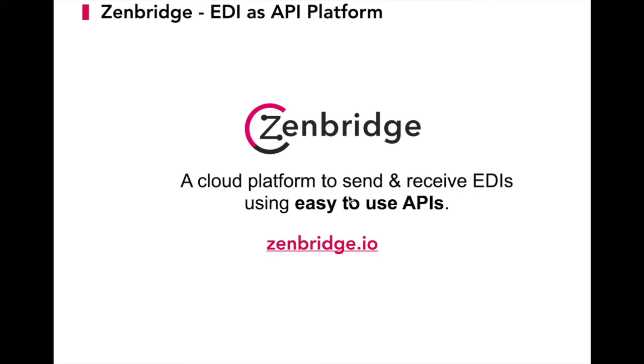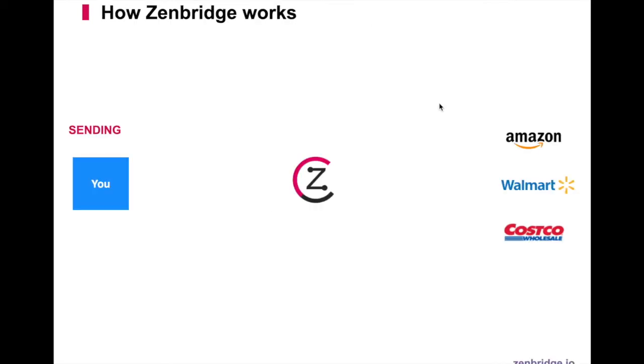Now, we launched Zenbridge last year, and it's an EDI as an API platform. So basically, it's a cloud platform to send and receive EDIs using an easy to use API. We'll take a look at how it works. We'll look at sending first. So we have your company on the left. We have your trading partner on the right. I've just listed a few examples here. And we have the platform in the middle.